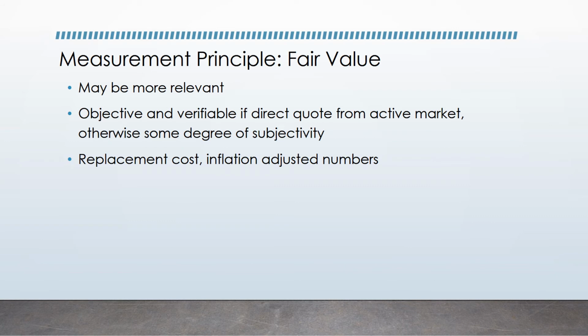Fair value measurement is becoming increasingly important because it's considered to be more relevant in a lot of situations. So we've got a trade-off here between objective and verifiable, which has to do with faithful representation, versus what's relevant but might be more subjective. But when you can get a direct quote from an active market, that is just as objective and verifiable as historical cost. So that tends to be the situation in which IFRS and US GAAP are both embracing fair value.